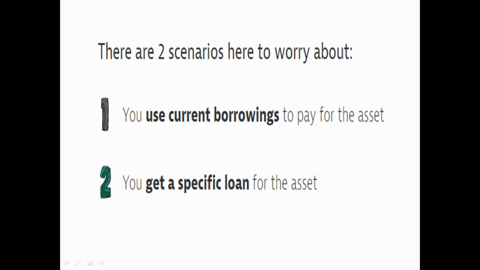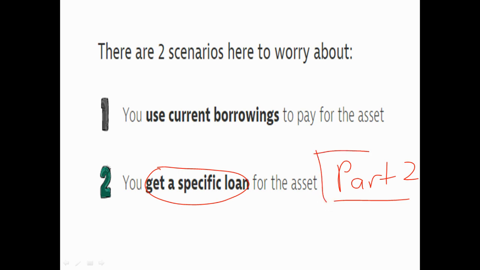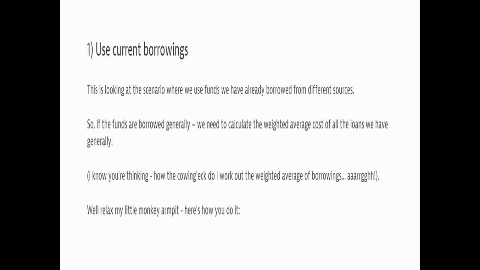You can use your current borrowings. Let's say you already have maybe two general loans. You just took those loans maybe last year or this year in January. So you can use the proceeds from those current borrowings, or you can get a specific loan. So we said for juniors, for part twos, we only end on option number two. Then for those that are in part fours, we continue to the current borrowings. Okay.